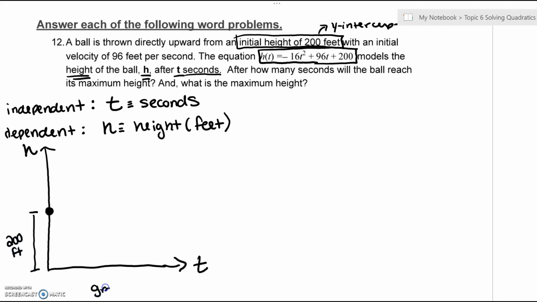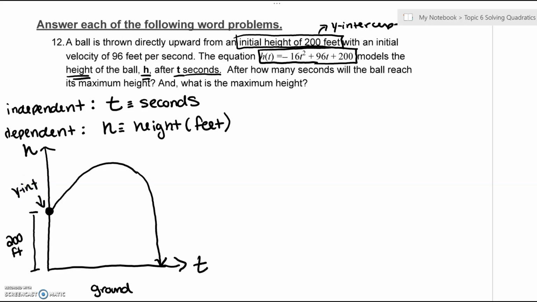And this is going to be the ground, obviously. 200 feet in the air. And I'm throwing it upward, and we know what comes up eventually has to stop and come back down always. Okay? And now, I know that this has to be a y-intercept because of the keywords in the problem.